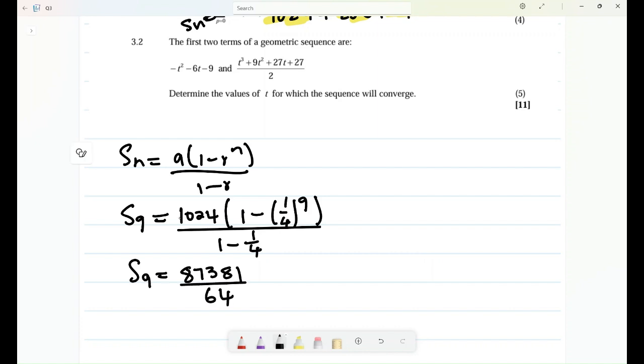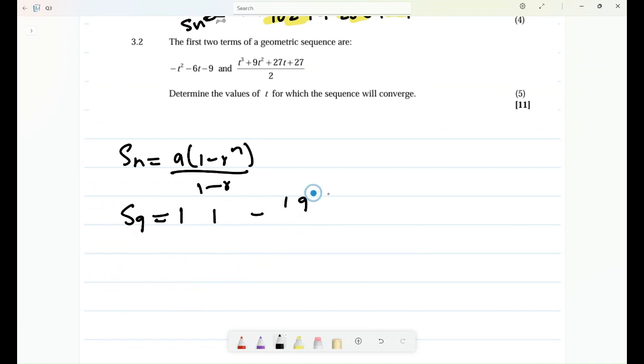I prefer you to leave your answer like this. This is your final answer. But someone might approximate this and say, all right, the answer is therefore approximately 1365.333. This is approximate, but I prefer you to leave it like this. All right. Then let's move on to the last question, which is 3.2.